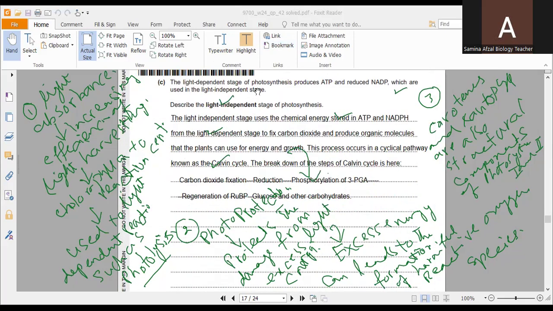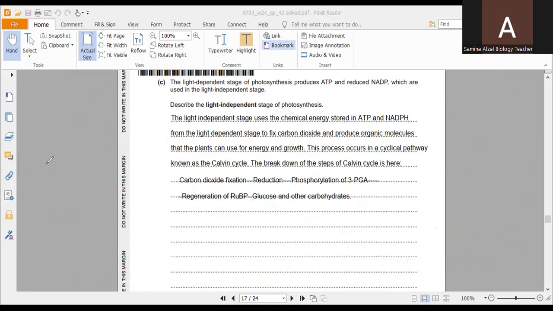Now I'm moving towards the questions. The light-dependent stage of photosynthesis produces ATP and reduced NADP, which are used in the light-independent stage. Describe the light-independent stage of photosynthesis.